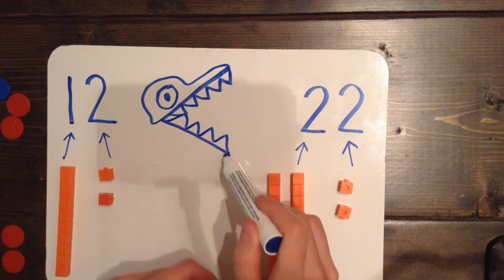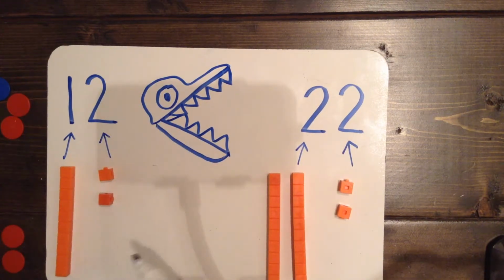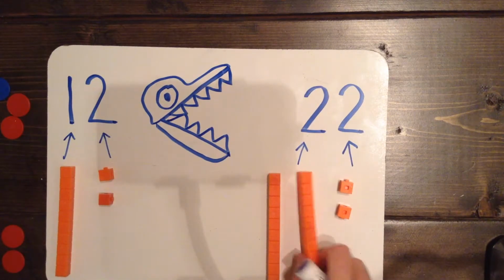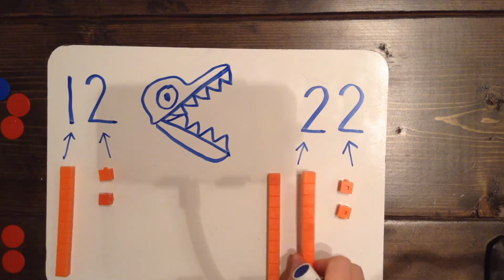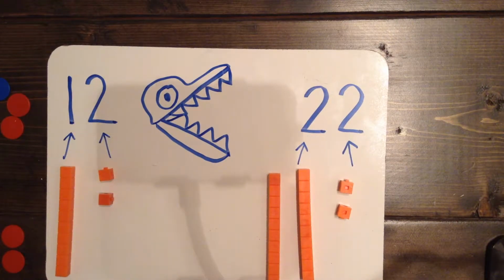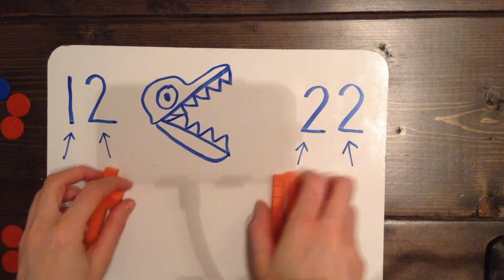22 is greater than 12. That means it's bigger. How much bigger? Same. It's 10 bigger, 10 more. Let's try another number.